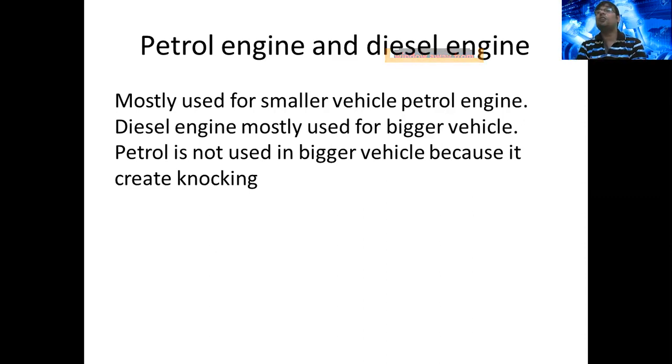The reason petrol engine is not used in bigger vehicles is that if we use a petrol engine in a bigger vehicle, petrol can create knocking. So knocking normally can happen if petrol is used in a bigger vehicle or bigger cylinder. Why will petrol create knocking in a bigger cylinder? Because the bigger the cylinder, the more pressure and temperature we can get, and the more chances of knocking there will be. But if we use diesel in a smaller vehicle, what will happen? It will not burn or improper combustion will take place.